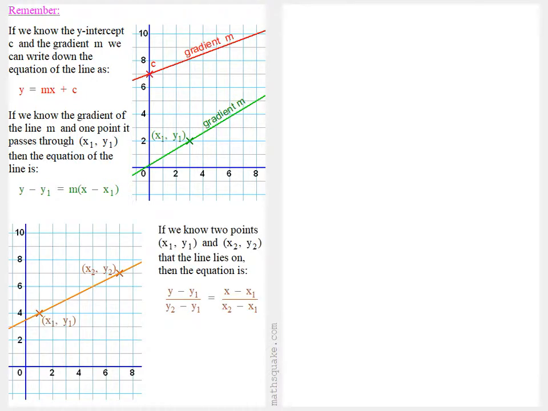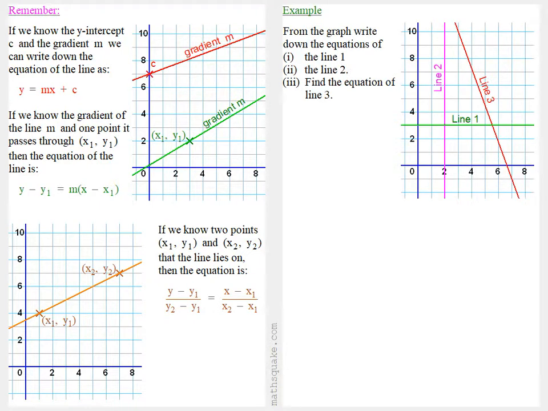So, if we look at an example, from the graph write down the equations of lines 1 and 2. Well, line 1 is horizontal, so all the points on line 1 have a y-coordinate of 3. So the equation of the line is y equals 3. Line 2 is vertical, so all the points on the line have x-coordinate 2, and so the equation of the line is x equals 2.